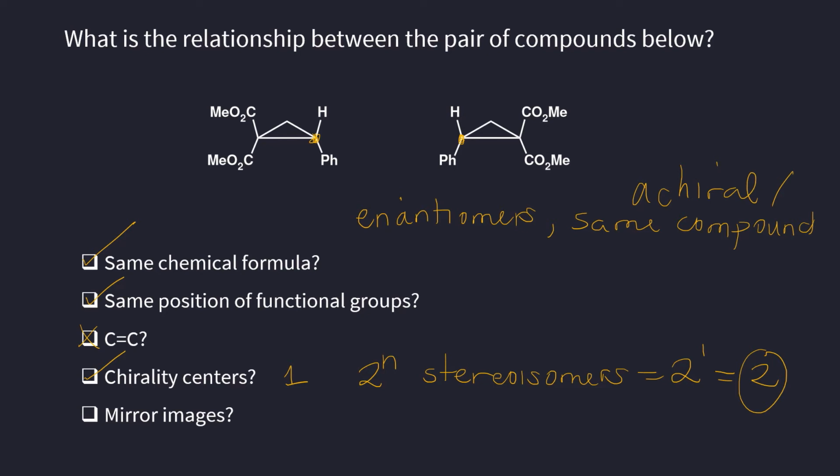Now the trick to this question is that they are arranged in a way where if you draw a mirror on the middle of the 2 compounds, then you'll see that the left compound is just a mirror image of the right compound. So this Ph group is still on the bottom, and this H is on the top. So they are mirror images. Therefore, they are enantiomers.